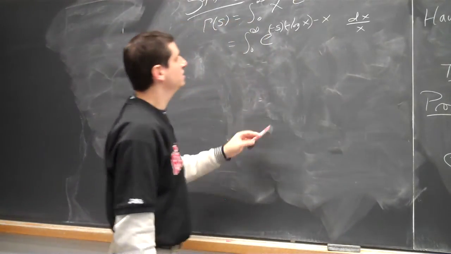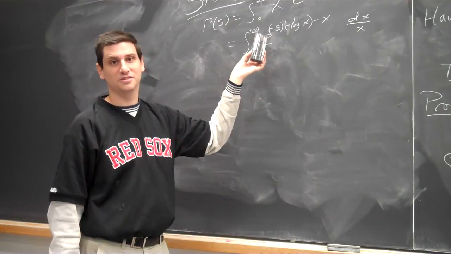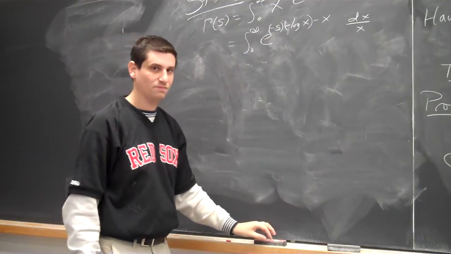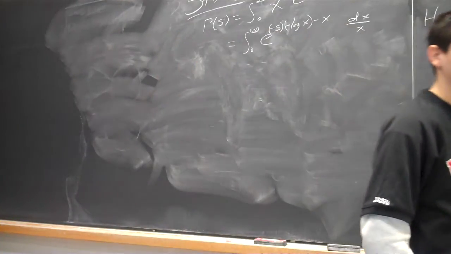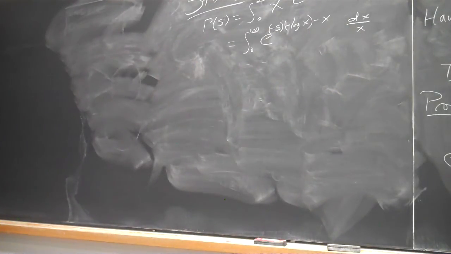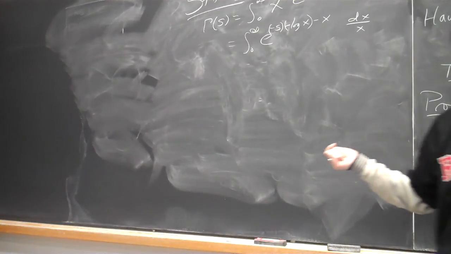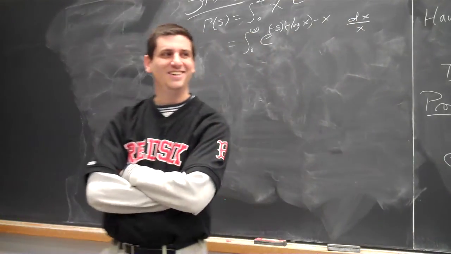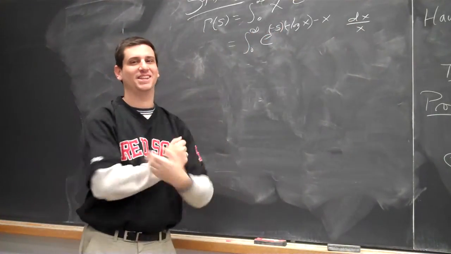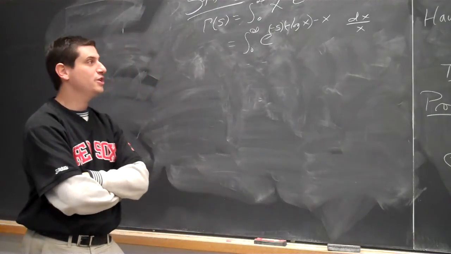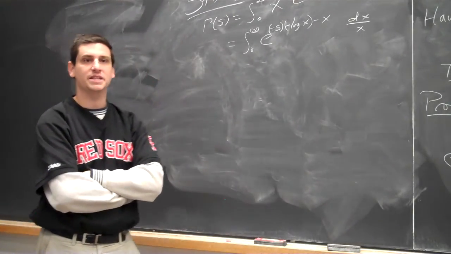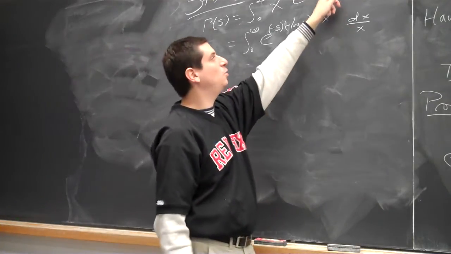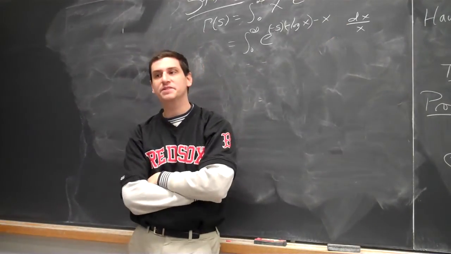Because the problem is, well, that's the only place I have s. I can't switch the order of integration. Why can't I switch the order of integration? Exactly. There is no order of integration to switch. I have to change variables. That's the only thing that's left. And this is why I wanted to write it as dx over x, to emphasize the change of variables.